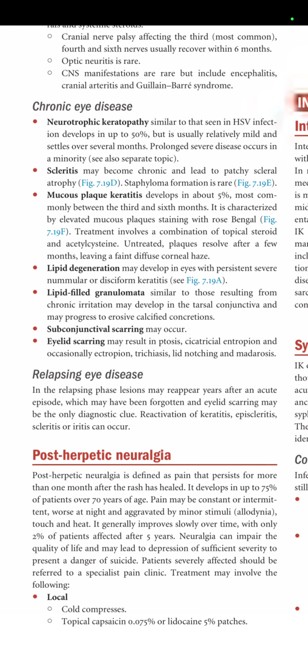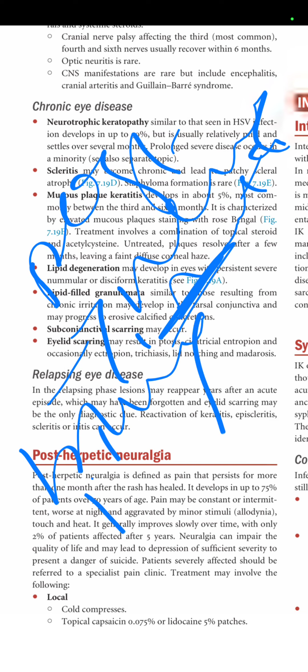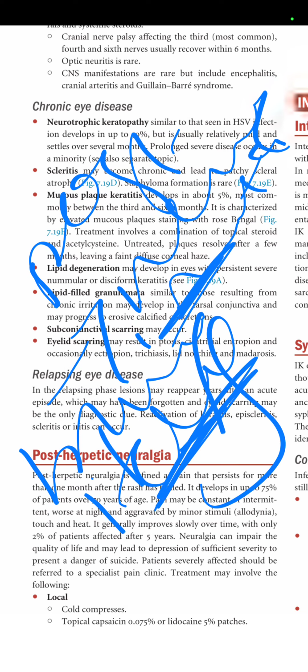Pain may be constant or intermittent, worse at night, and aggravated by minor stimuli: allodynia, touch, and heat. It generally improves slowly over time, with only 2% of patients affected after 5 years. Neuralgia can impair the quality of life and may lead to depression of sufficient severity to present a danger of suicide. Severely affected patients should be referred to a specialist pain clinic. Treatment may involve the following. In post-herpetic neuralgia, basically the nerve that supplies a dermatome gets irritated. When it is irritated, the patient may feel burning, itching, and intense pain in the area of that dermatome.